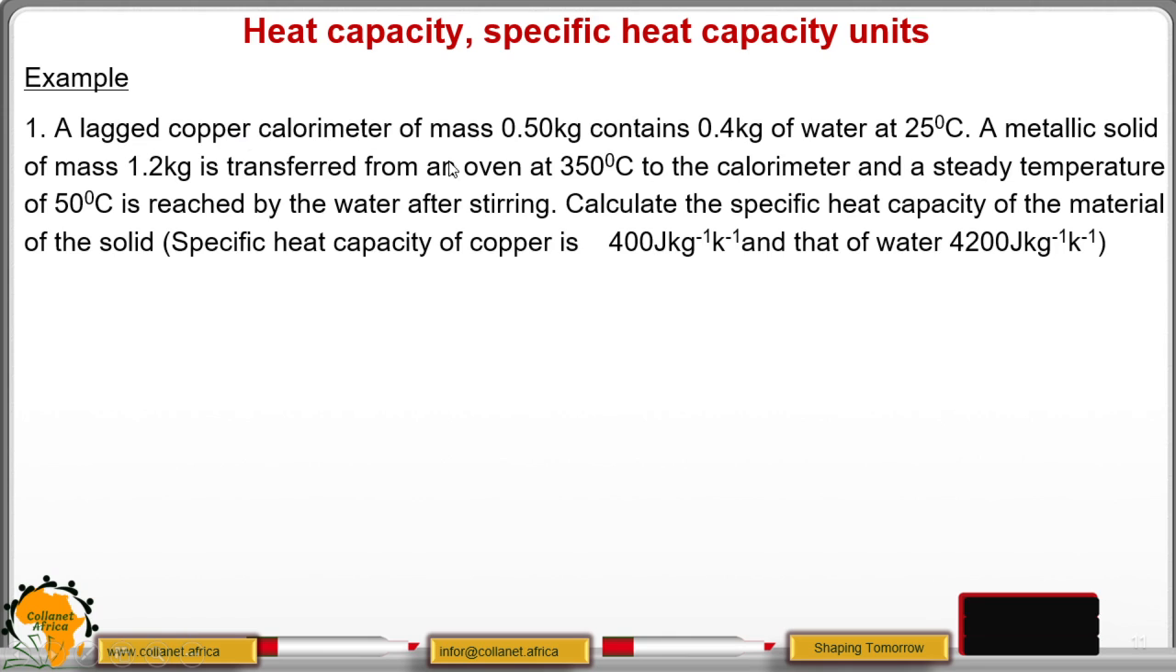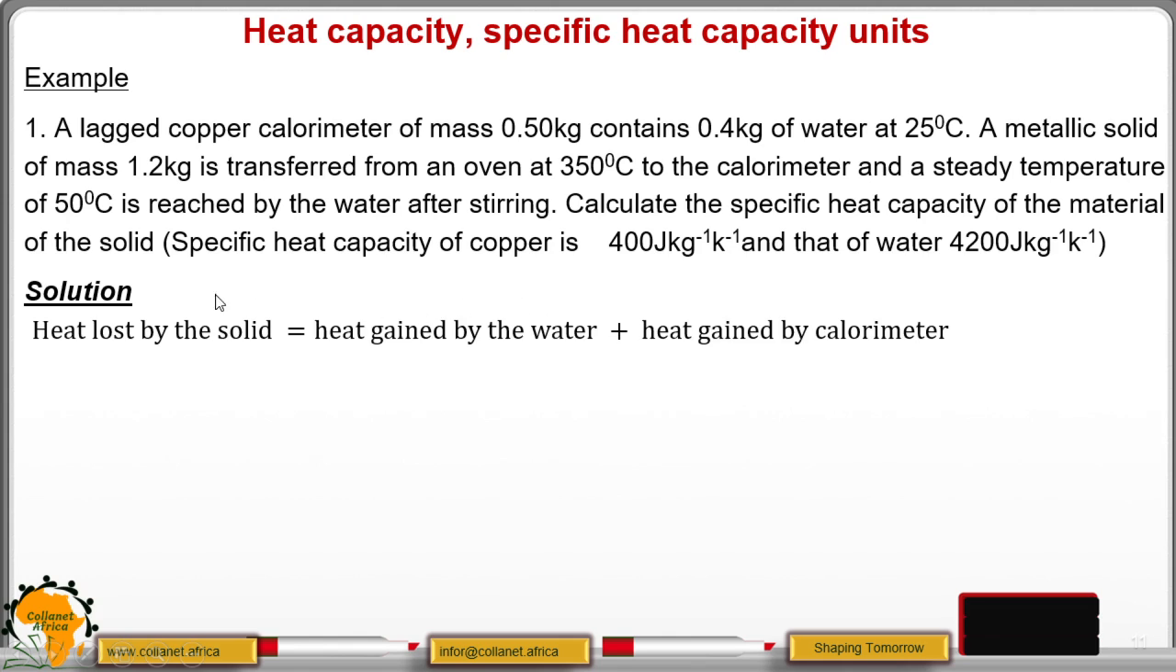A lagged copper calorimeter of mass 0.5 kilogram contains 0.4 kg of water at 25 degrees Celsius. A metallic solid of mass 1.2 kilogram is transferred from an oven at 350 degrees to the calorimeter, and a steady temperature of 50 degrees Celsius is reached by the water after stirring. Calculate the specific heat capacity of the material of the solid. We are given that the specific heat capacity of copper is 400 joules per kilogram per Kelvin, and that of water is 4,200 joules per kilogram per Kelvin.